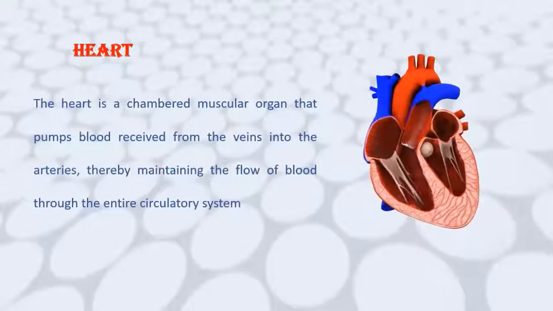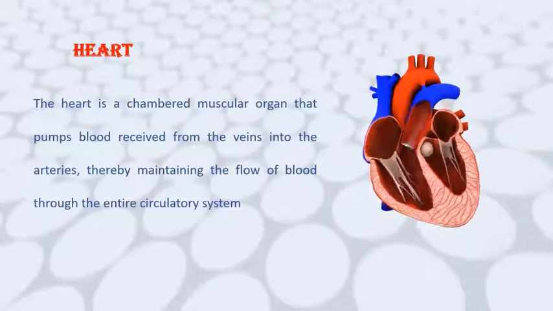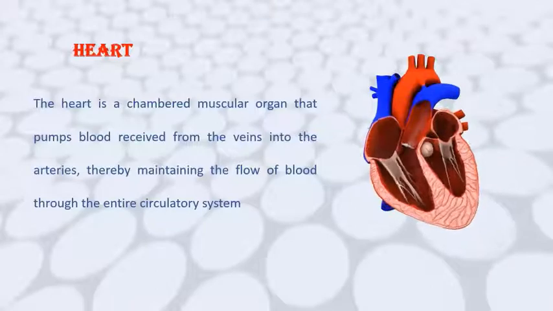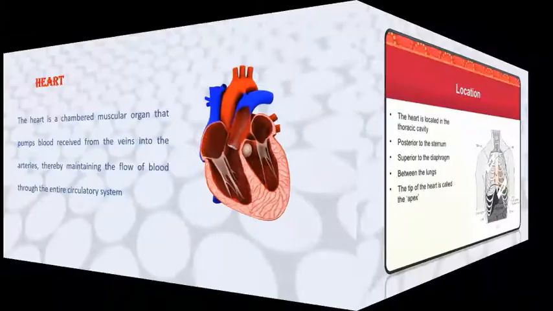Today we will see about the heart and its function, and also some related circulations which come under this chapter. So first we will see what the heart is. The heart is a chambered muscular organ that pumps blood received from the veins into the arteries, thereby maintaining the flow of blood through the entire circulatory system.